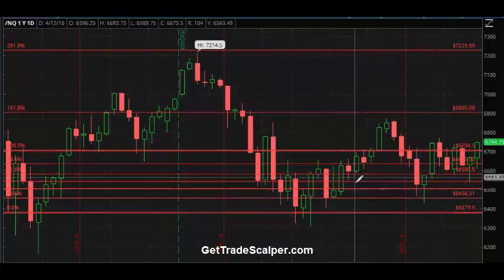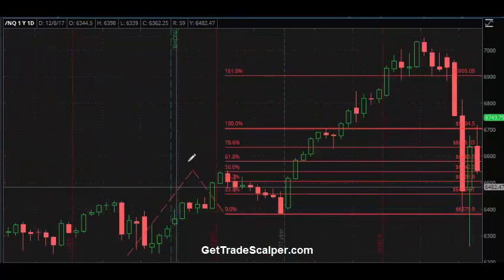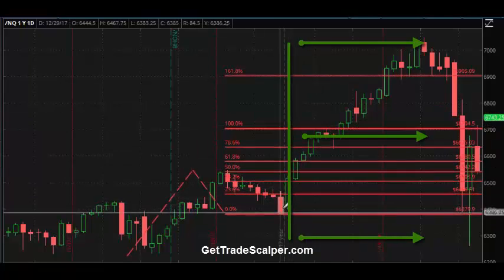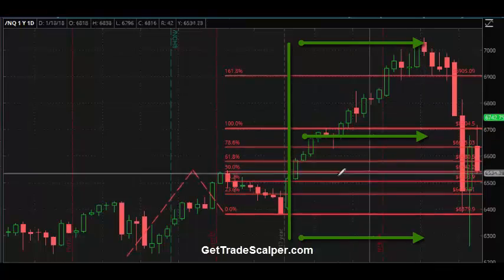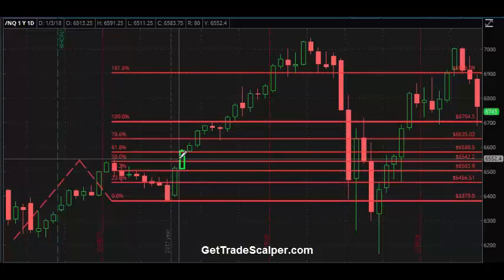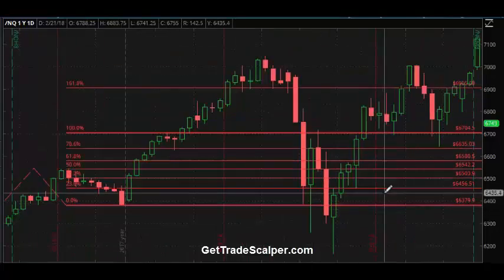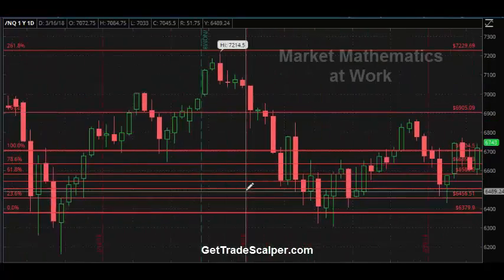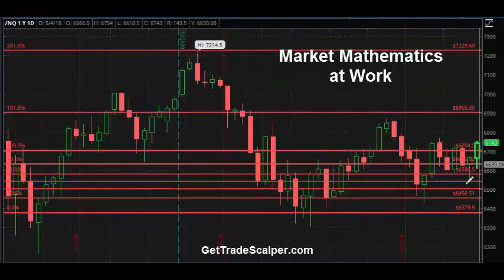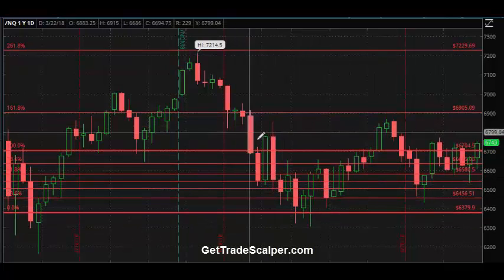All the way down. Look at that. And these days, like I said, when these levels were first put in place, everything from this point to the right had not even happened yet. Those days had not even happened yet. Right? This is the daily chart. And just look at that. Market mathematics at work, folks. Right? So that should do it.